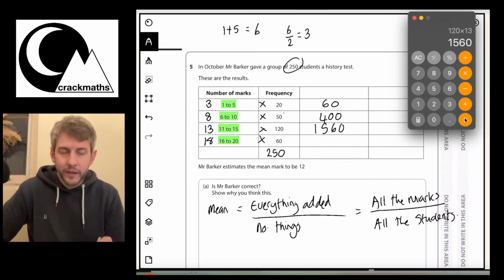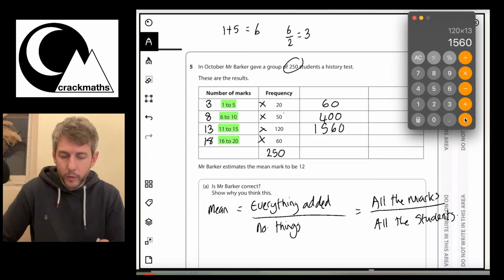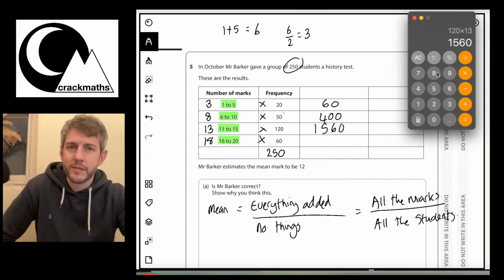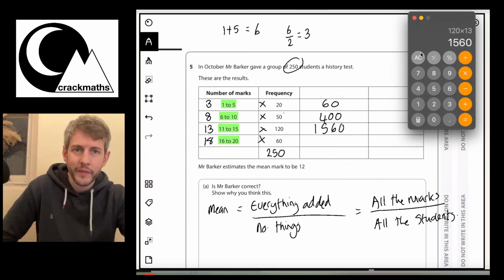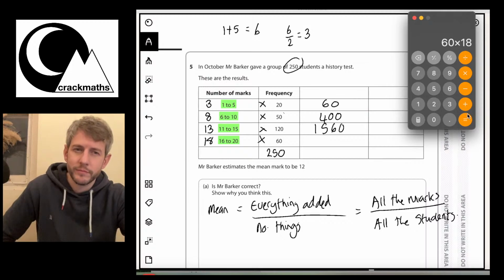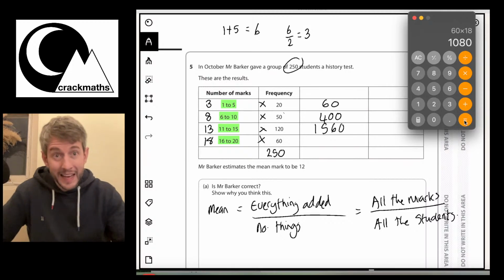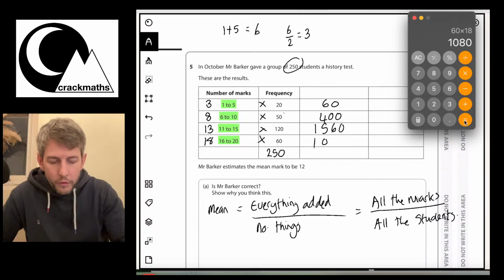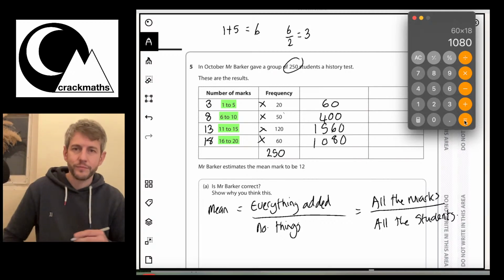And then lastly, we can say that we've got 60 people that got 18 marks. So what I'll do here is we've got 60 people times 18. So collectively, they all got 1,080 marks.